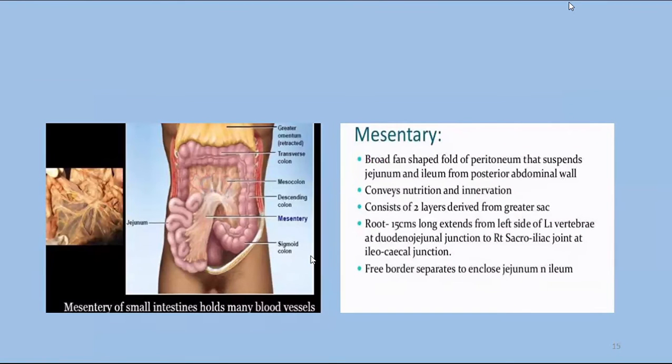Now, I touched on the mesentery earlier, the one that I pointed out. This structure holds the small intestines in place. It also holds many blood vessels. It is a broad fan-shaped fold of peritoneum that suspends the jejunum and ileum from the posterior abdominal wall. It also conveys the nutrition and innervation. Its free border separates to enclose the jejunum and ileum. So this is the important function of the mesentery, to hold the bowels in place and to convey blood vessels to it.